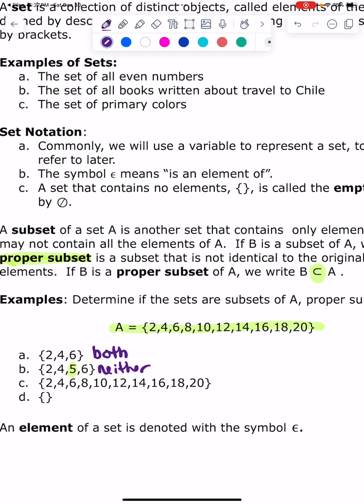C is the entire set, so it's a subset because every set is a subset of itself, but it's not proper because remember, to be proper, it has to be at least one less element. And then the empty set is also both. It's going to be both for any set because an empty set is always a subset of any other set, and it's proper because it's obviously less. So empty set is both.